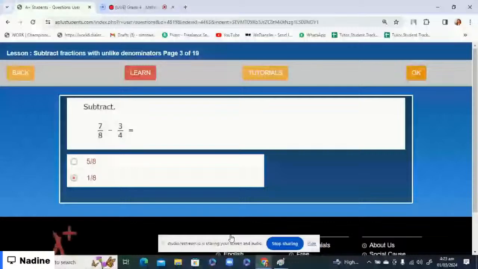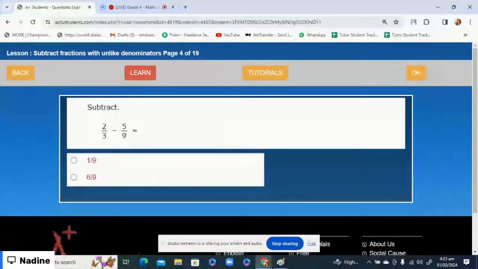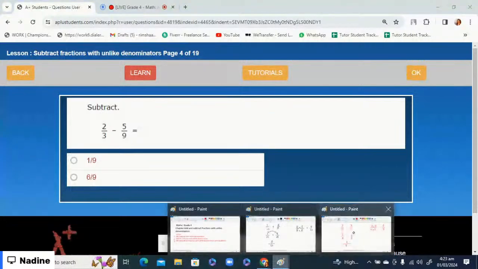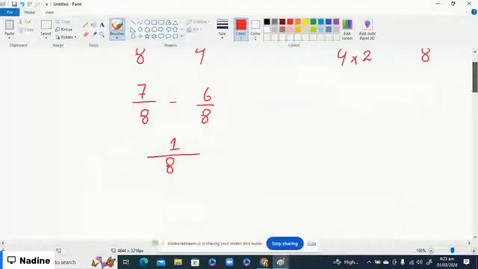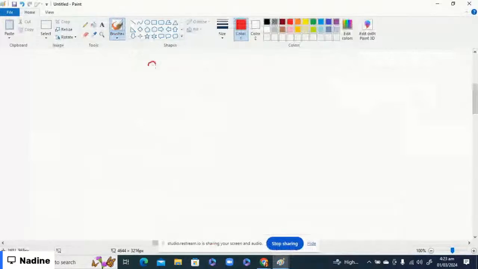Let's do the next. 2 by 3 minus 5 by 9. Now you all solve this one and just tell me the answer. Do it.